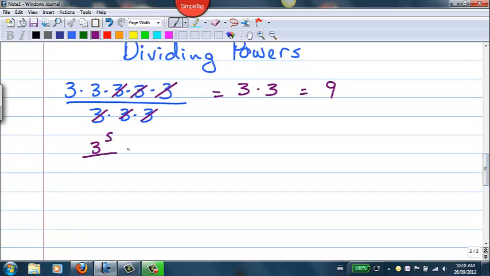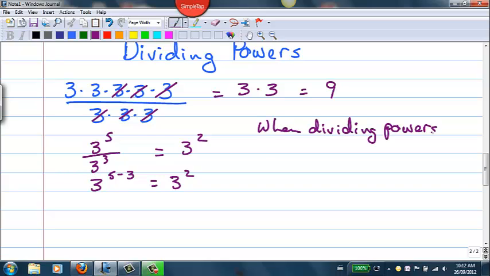If we use exponent laws, we can say that 3 to the 5 over 3 to the power of 3 is also equal to 3 to the power of 2. Now how is that possible? Well, to get to the 2 from a 5 and a 3, we subtract the exponents. So 3 to the 5 minus 3 is equal to 3 squared. When we divide powers, we subtract the exponents.